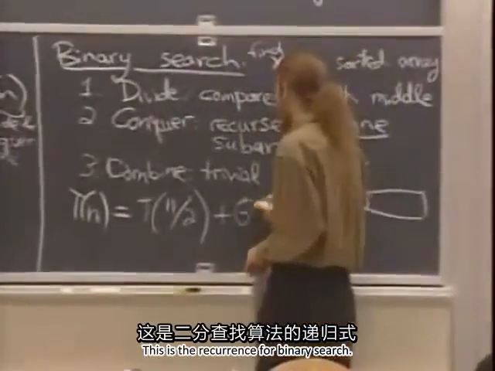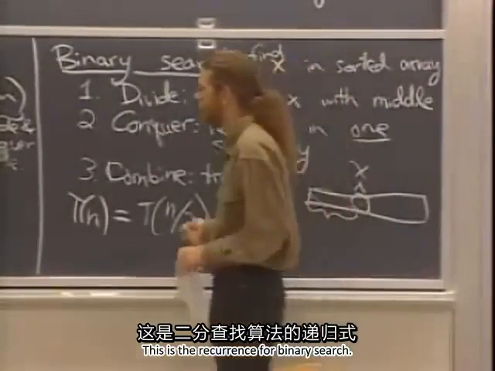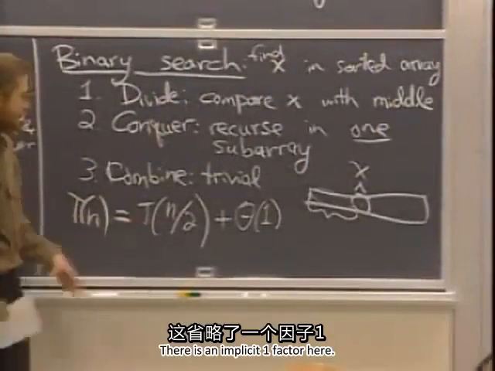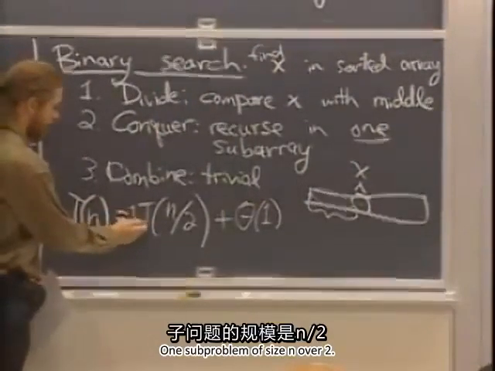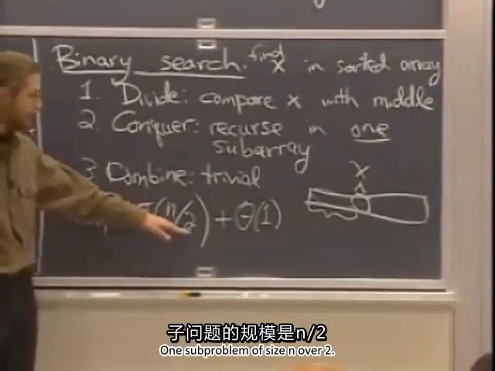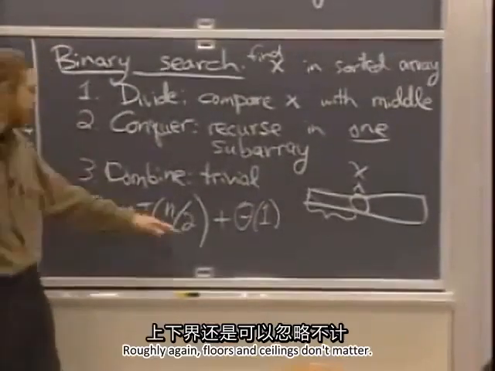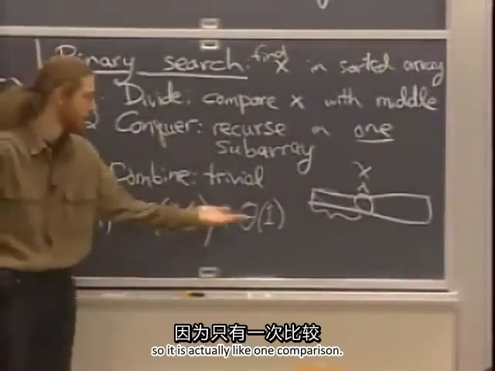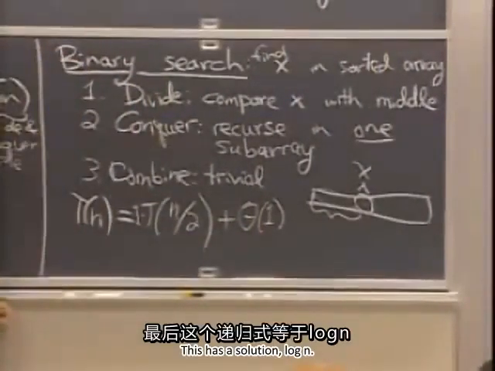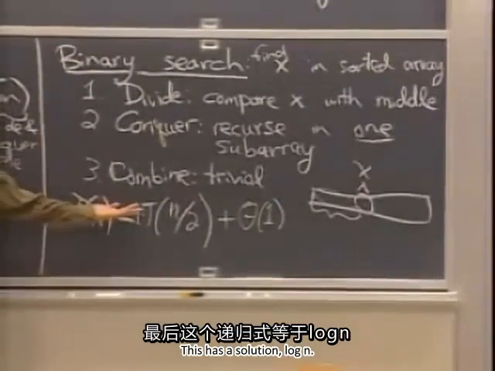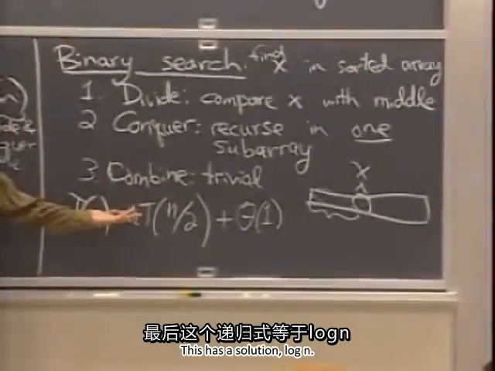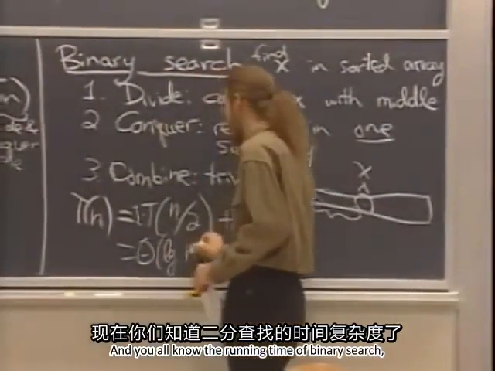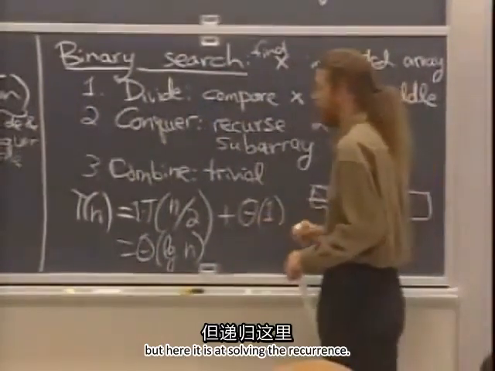So here we have the recurrence for binary search. We start with a problem of size n. We reduce it to one, there's an implicit one factor here, one subproblem of size n over 2, roughly. Again, floors and ceilings don't matter. Plus a constant, which is to compare x with the middle element, so it's actually like one comparison. This has solution log n. And you all know the running time of binary search, but here it is by solving the recurrence.